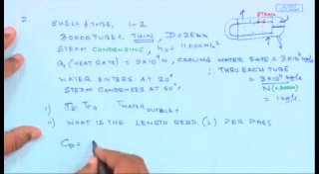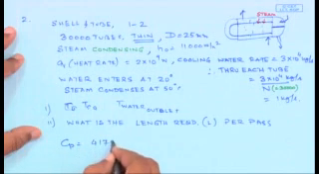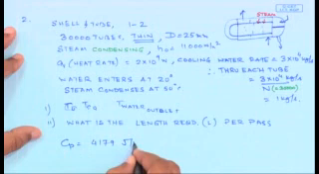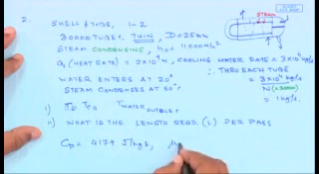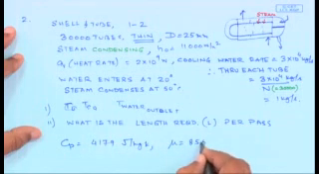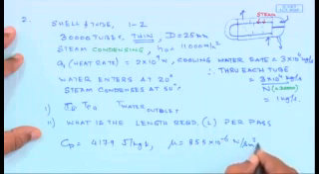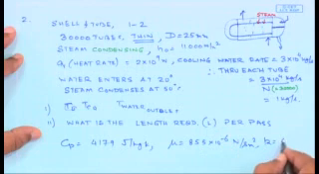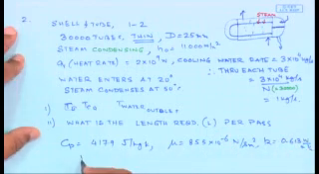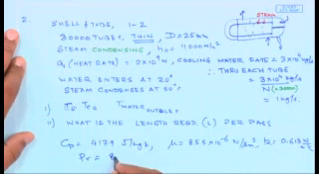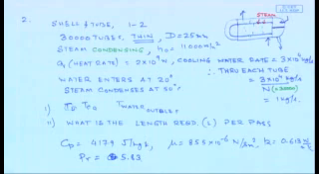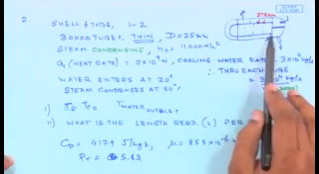The properties which are given for water are 4179 joule per kg Kelvin, the value of viscosity is provided as 10 to the power minus 6 Newton second per meter square. The thermal conductivity is 0.613 watt per meter Kelvin and the value of Prandtl number is 5.83.